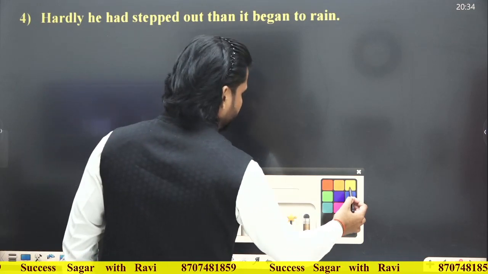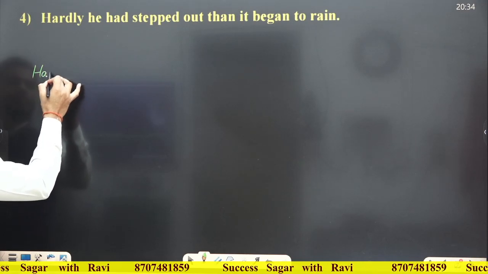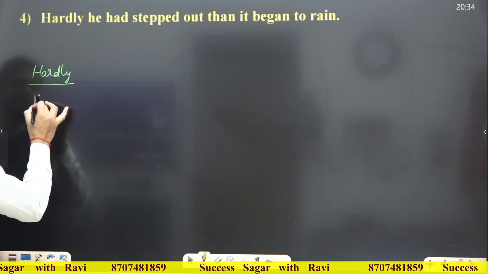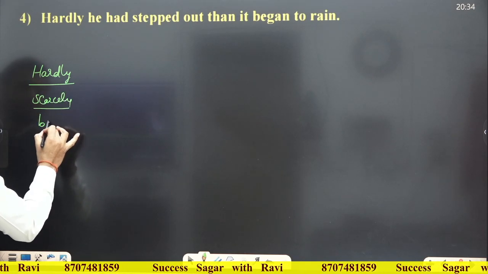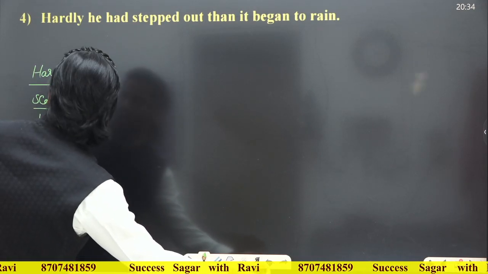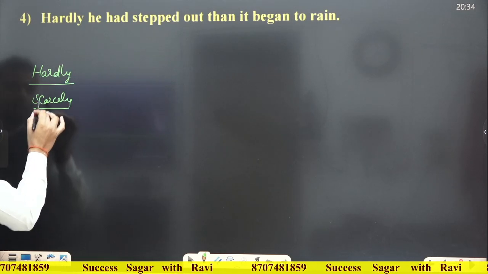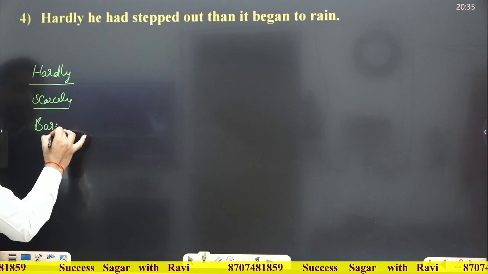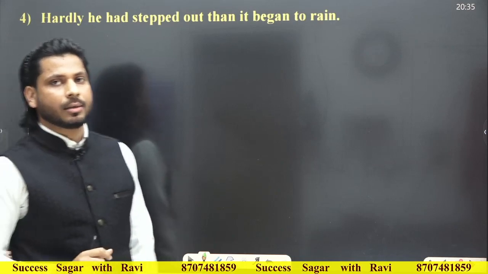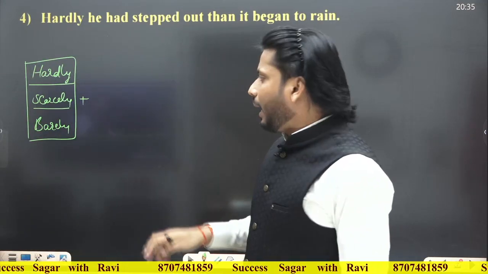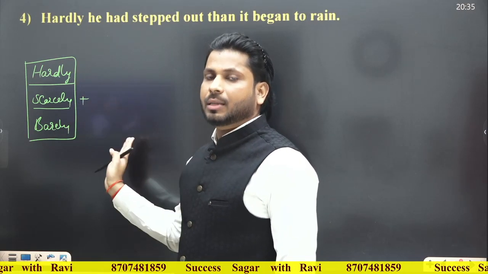Hardly. I'm going to write a very simple structure for you. Hardly, scarcely, and barely. You will have to use the same structure as you are going to use with hardly, scarcely, and barely. Right? So these are adverbs, and these are considered to be negative adverbs. Actually, these adverbs have their own positions in the given sentence, after the subject.